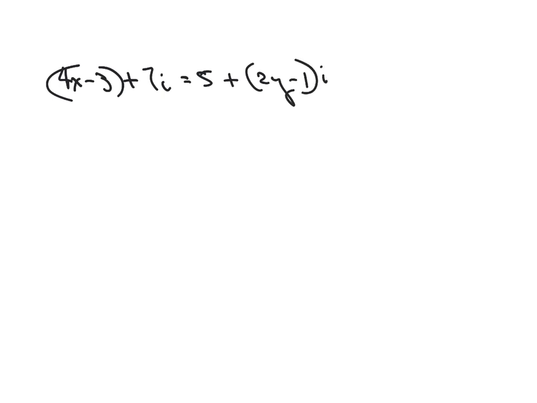So if we have 4x minus 3 plus 7i, and I say that equals 5 plus 2y minus 1i, we're going to say that the 4x minus 3 equals 5. And we're going to say 7 equals 2y minus 1. So just the 7 and just the 2y minus 1. So then I go ahead and solve.